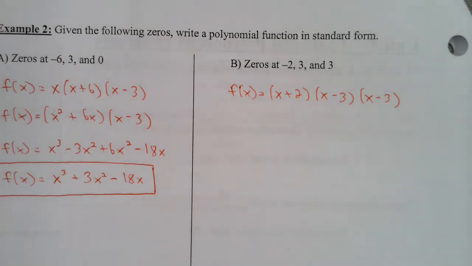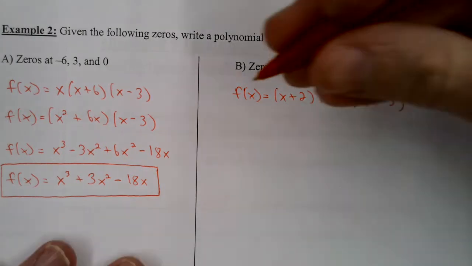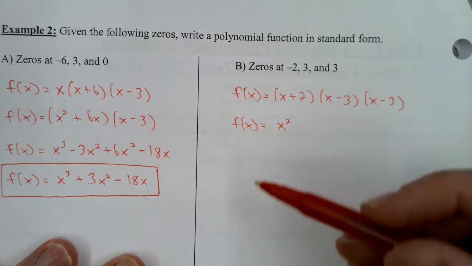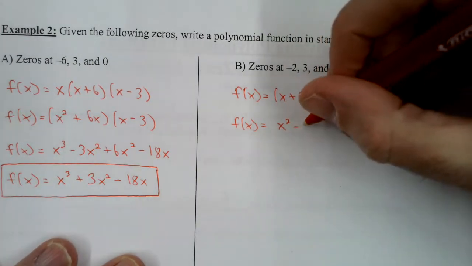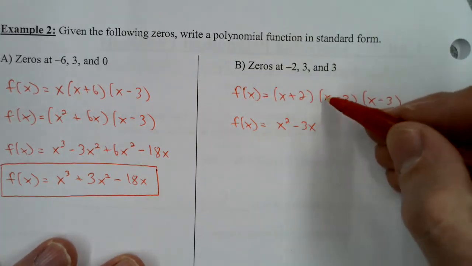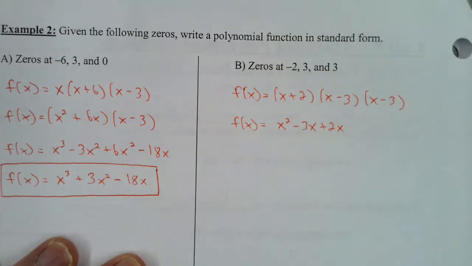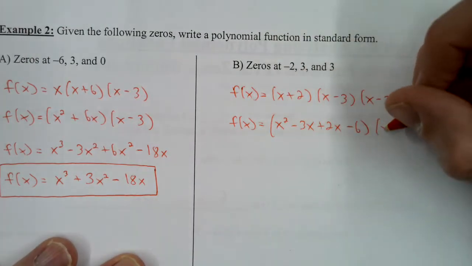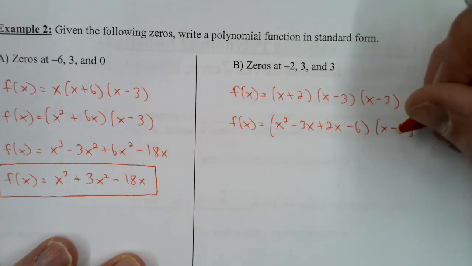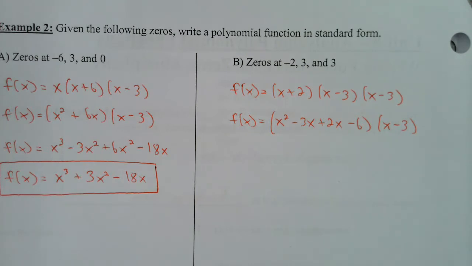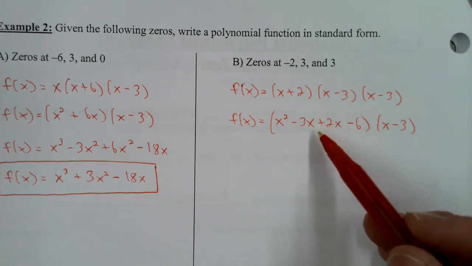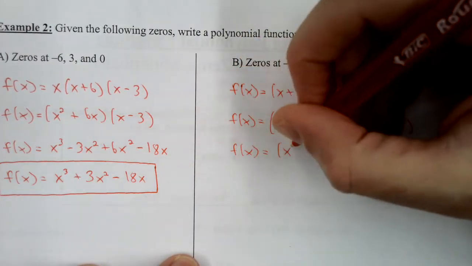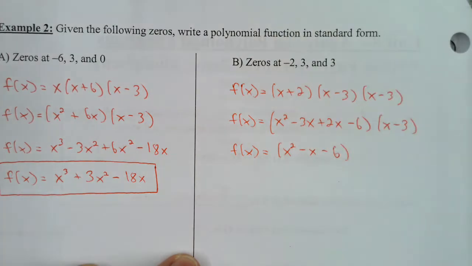Let's multiply the first two together and let's distribute. So x times x is x squared. x times negative 3 will be minus 3x. 2 times x will be plus 2x. And 2 times negative 3 will be minus 6. We've done this already. We did multiplying in the last unit. Let's combine those like terms in the first expression. Let's make that minus 1x. x squared minus x minus 6 times x minus 3.